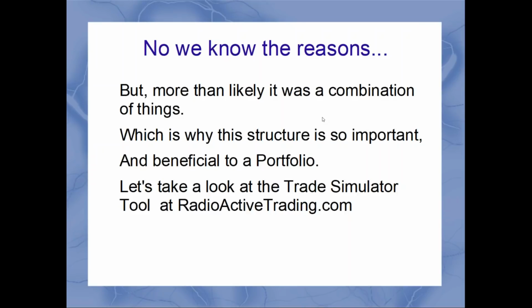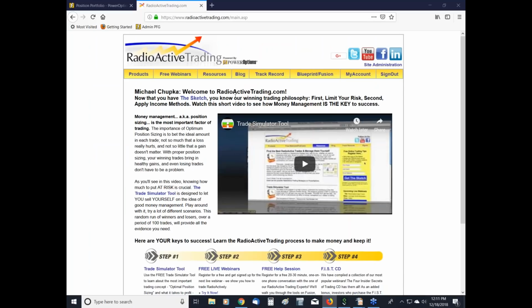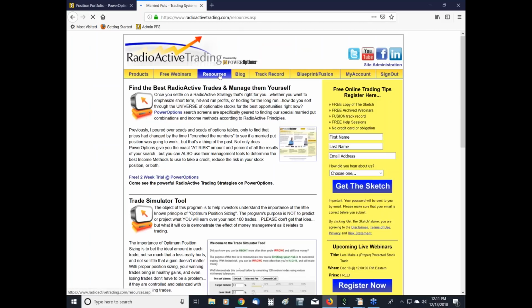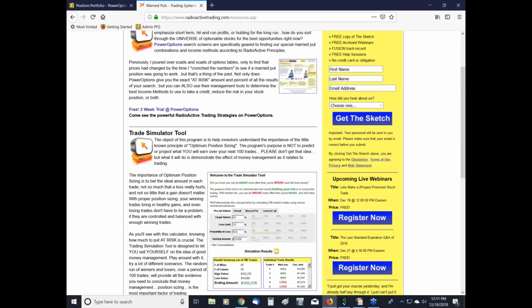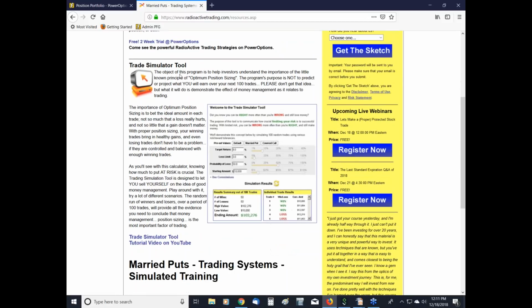And what we're going to do is take a look at one of the little tools that we have here called the Trade Simulator tool. So under Radioactive Trading, just click on the Resources tab up here at the top. You'll see where you can get a free trial to Power Options, but I'm going to go right into this Trade Simulator tool down here at the bottom.